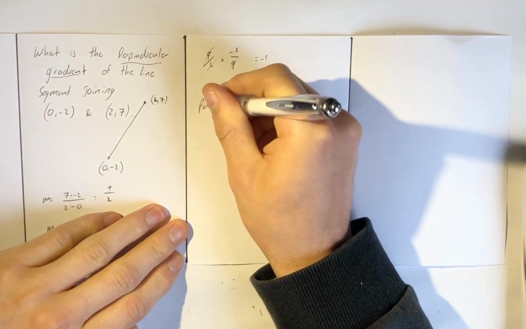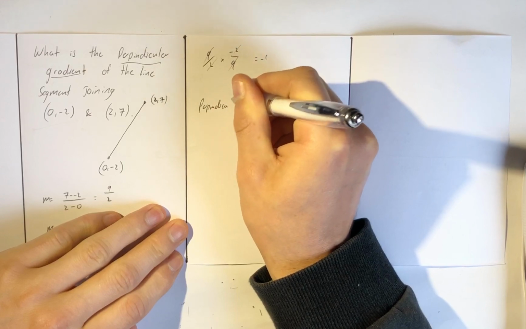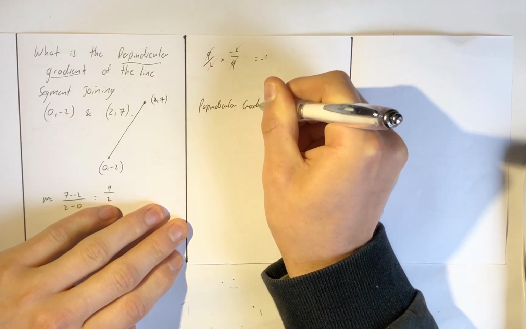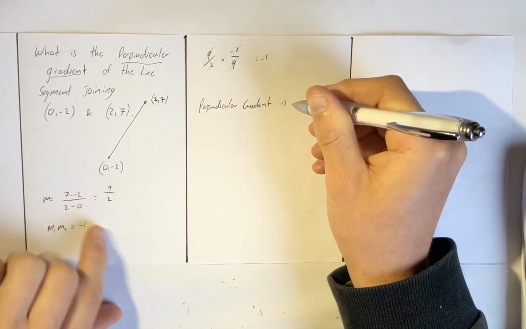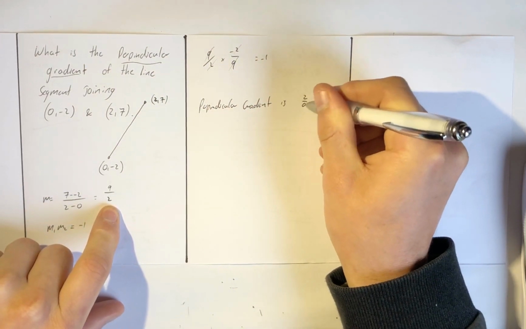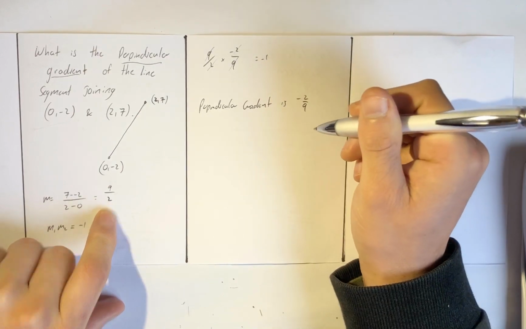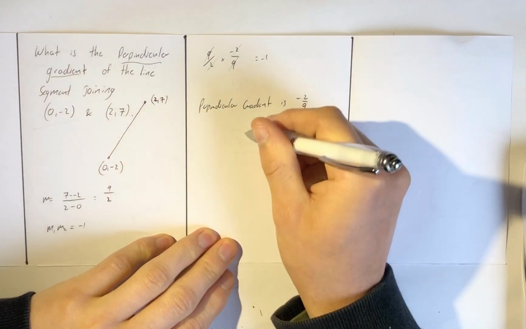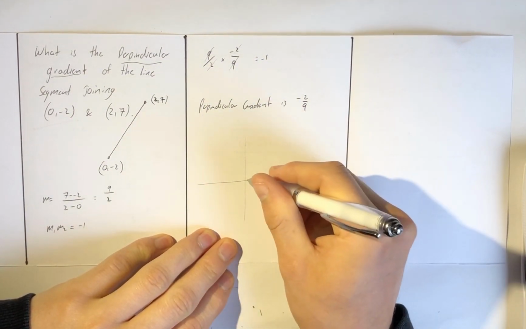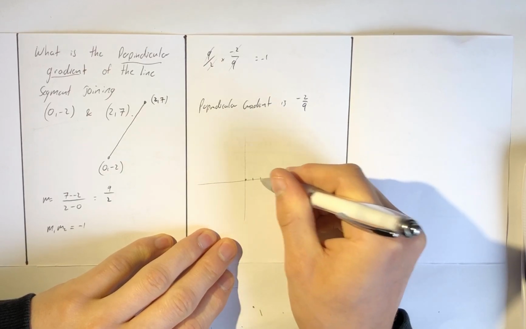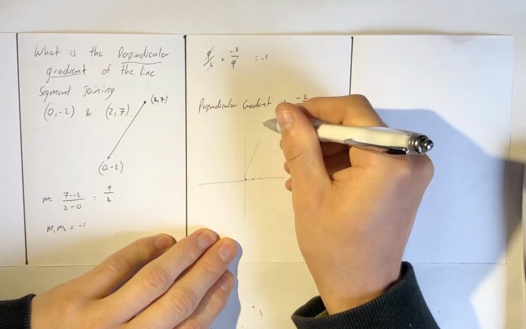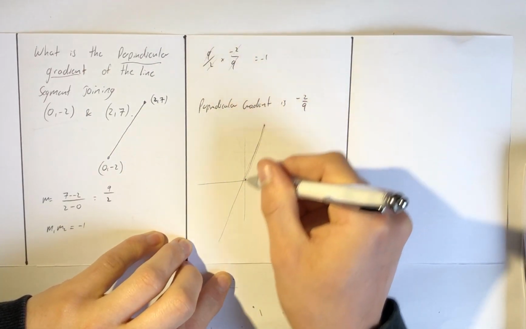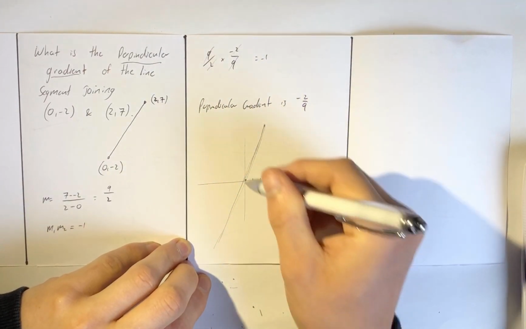So the perpendicular gradient is, well, if we flip, 2 over 9 and make it negative. So remember, if this was on a grid, let's just go from origin across 2 and then up 9. Right, so we're dealing with some sort of gradient like that. Well, it makes sense that it's going to be negative.